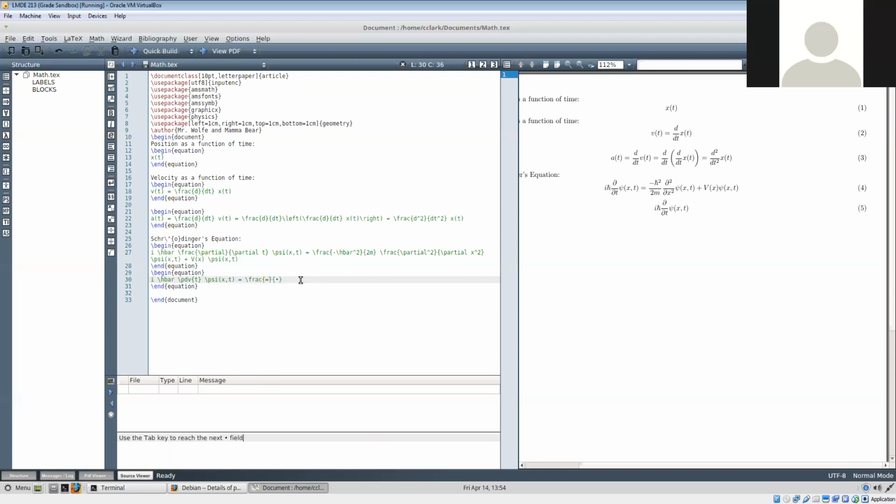Fraction, negative, negative hbar squared over 2m. All right, so then for the second derivative, I'm going to do a pdv square bracket 2 times x. This is with respect to x, psi of x and t. There we go.